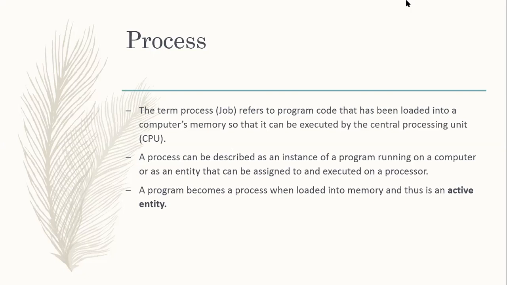So what we can say, a program in execution is known as a process, or the process refers to the program code that has been loaded into a computer's memory so that it can be executed. Who executes the process? The CPU executes the process. Now what is actually execution?